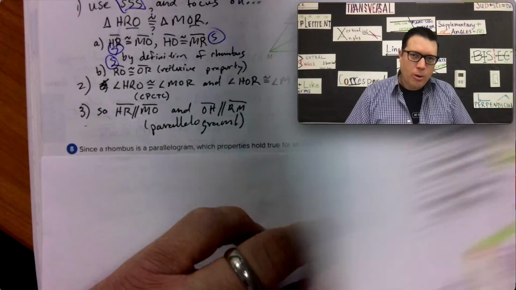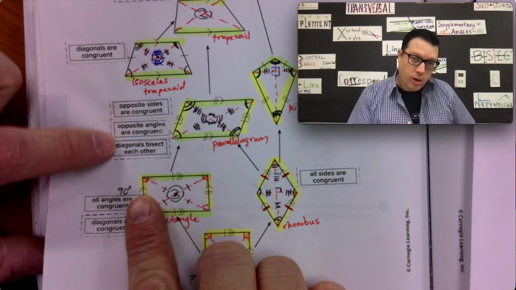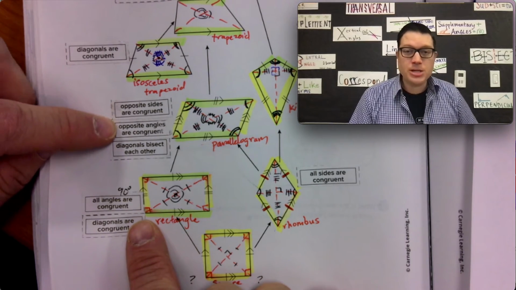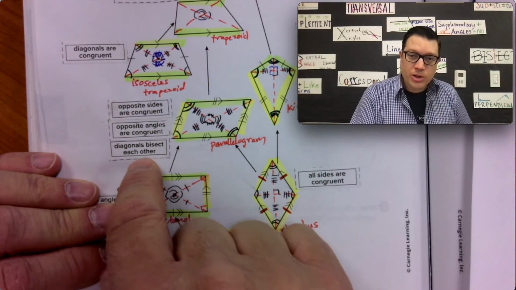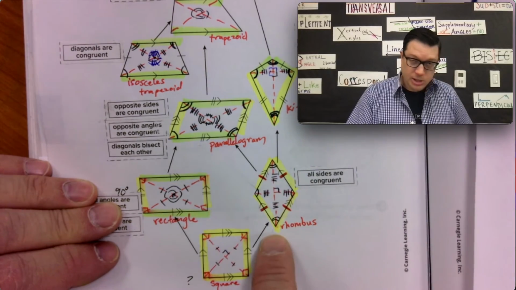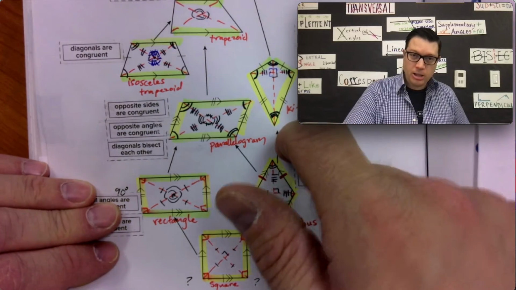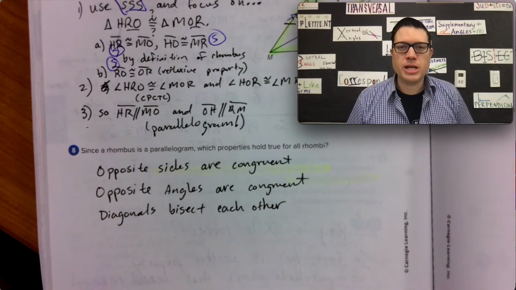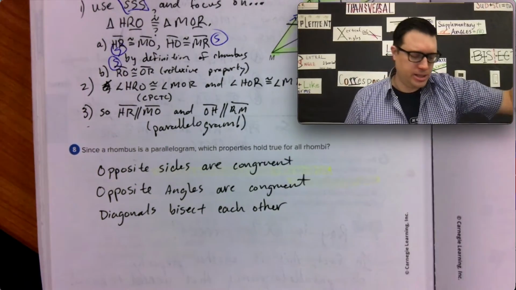So then we go back to our page 420 flowchart, and we look at what a parallelogram has for its conditions. A parallelogram has opposite sides congruent, opposite angles congruent, and the diagonals bisect each other. And you know what? All of those three things are also the same for a rhombus. Because in a rhombus, opposite sides are congruent, opposite angles are congruent, and the diagonals bisect each other. And for that reason, we can write them down. Those properties of a parallelogram are also true for rhombuses.